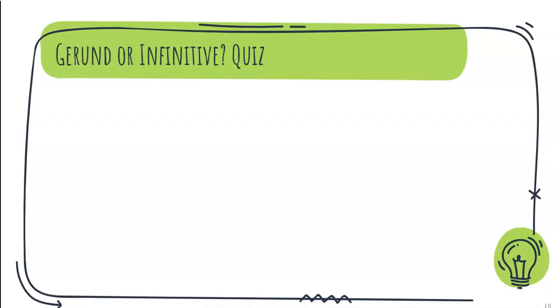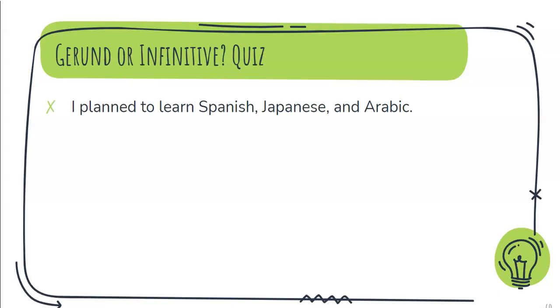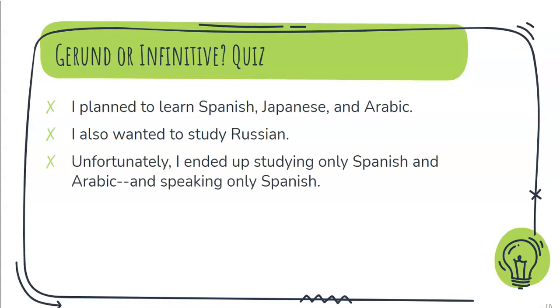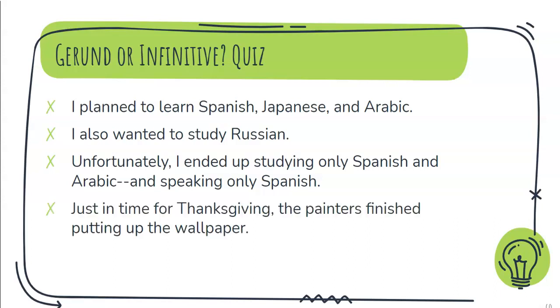Quiz time! As I read the following sentences, identify the verb in each and decide if it's a gerund or an infinitive. Number 1, I plan to learn Spanish, Japanese, and Arabic. Number 2, I also wanted to study Russian. Number 3, unfortunately, I ended up studying only Spanish and Arabic and speaking only Spanish. And finally, number 4, just in time for Thanksgiving, the painters finished putting up the wallpaper.